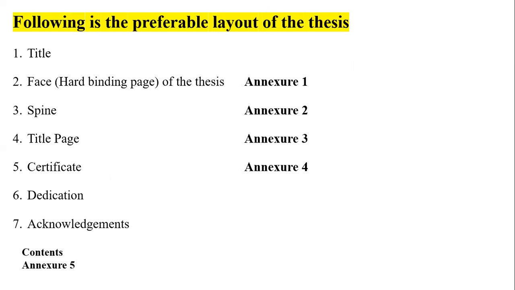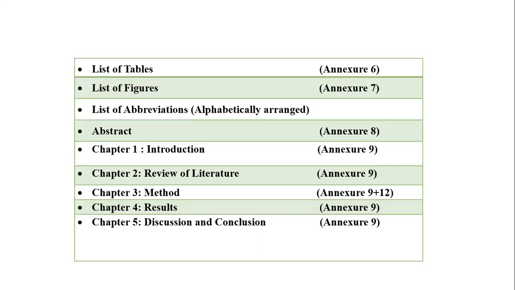Following is the preferable layout of the thesis. The first page should be title, then certification, then dedication, then acknowledgement. After all these, write list of tables, list of figures, then list of abbreviations, then abstract. After that, your chapter number 1, introduction, chapter number 2, review of literature, chapter number 3 will be materials and methods, chapter number 4, results, chapter number 5 will be discussion and conclusion, and the last chapter will be references. And always keep in mind the references should be in APA style.